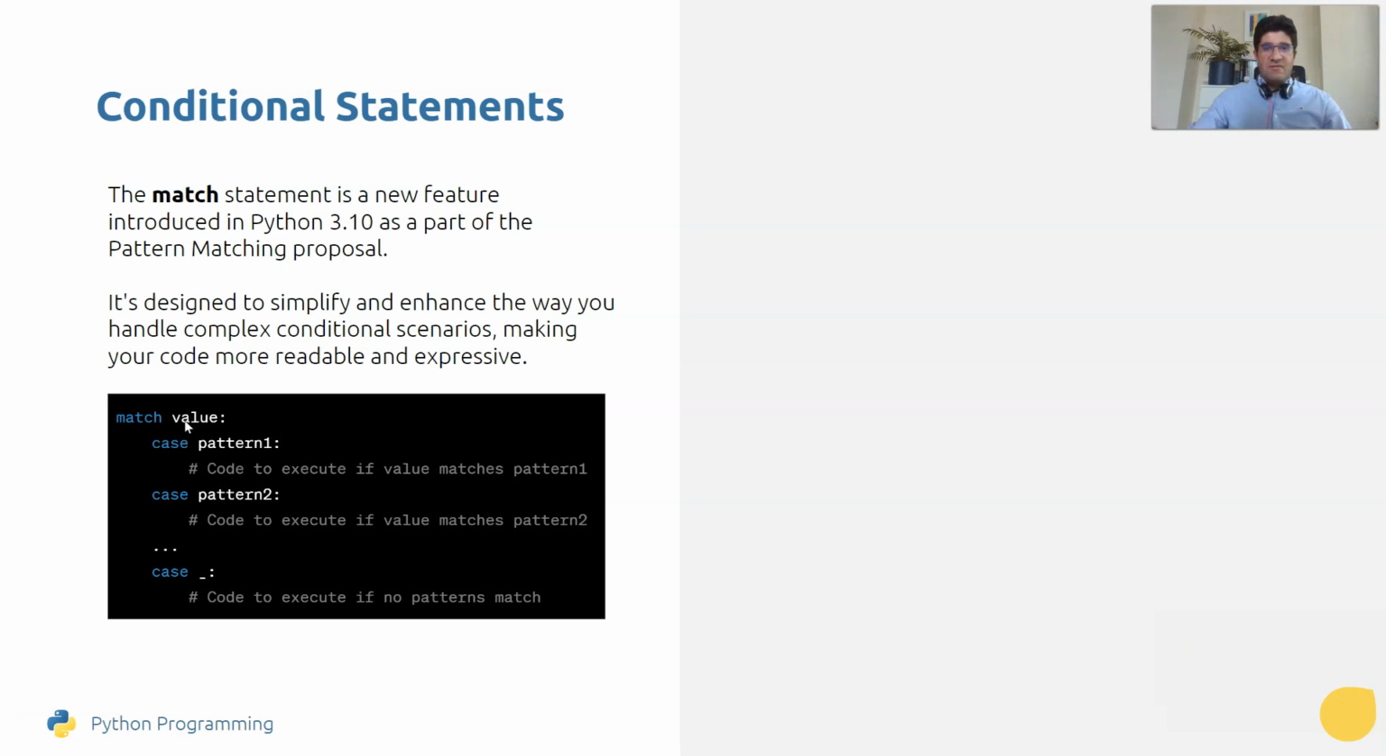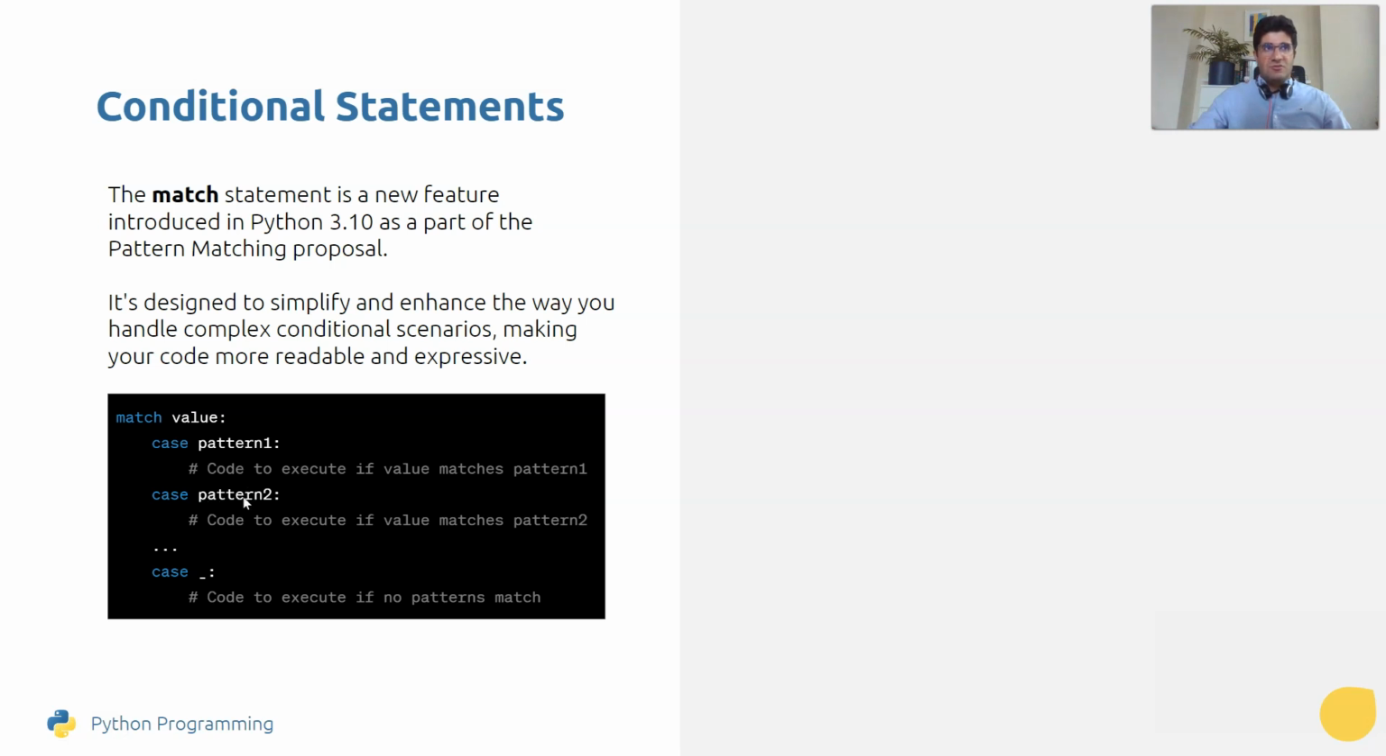You pass a value to the match statement, and you have multiple cases, and the match statement will try to find and compare the value with the different patterns. So if pattern 1 is equal to the value that we pass to the match statement, this part of the code will be executed. Otherwise, the comparison will continue to find the equal one.